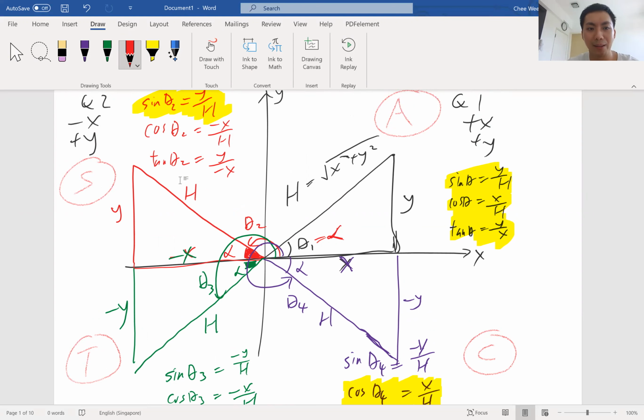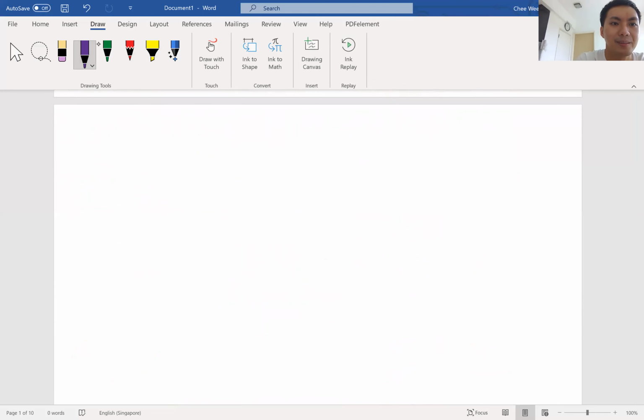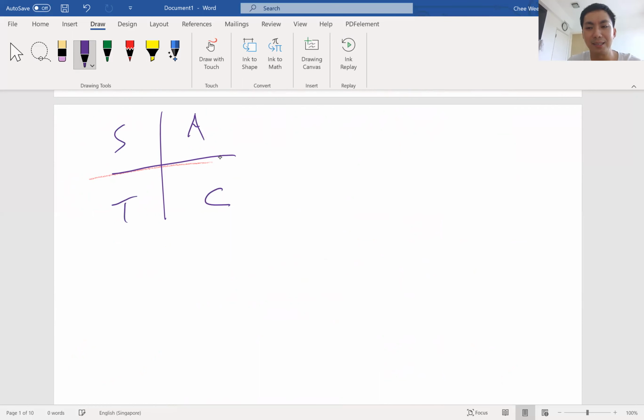Okay, so collectively we have this ASTC or CAST, depending on where you start reading from, but always in anti-clockwise fashion, because that's the positive navigation in the world of trigonometry. So this is what we will use to solve trigo equations from now on. Okay, so what we have is this guy here. This is the navigation plane that will help us to solve for certain questions.